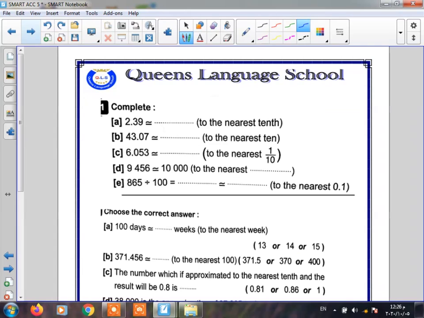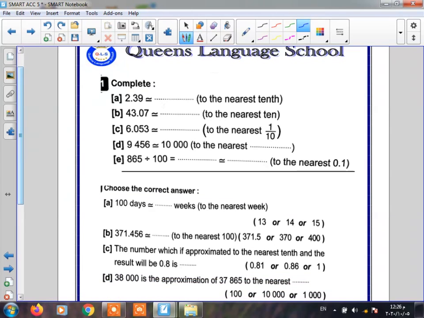Okay, let's take an exercise. Complete 2.39, approximate to the nearest tenth. Here the first place after the point on the right. Here we have 3. Look at the number before it, 9. 9 give 1. Yes, and then cancel 9. 3 plus 1 equal 4. Then put the rest of the number 2. So here the result equal 2.4.